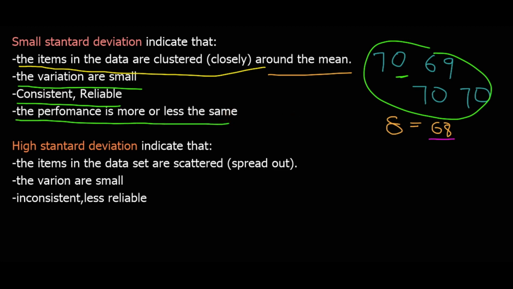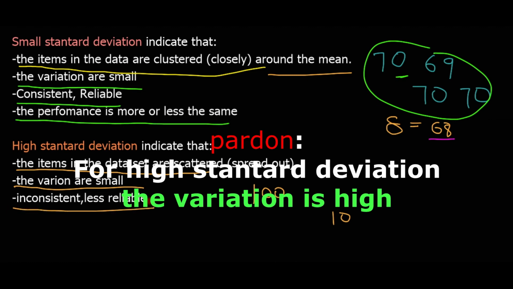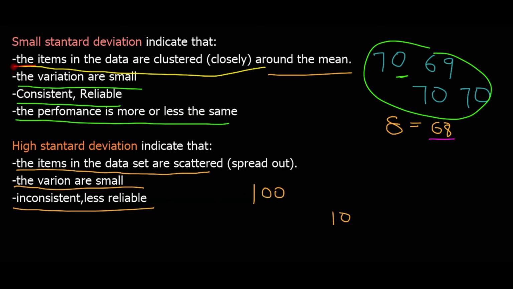And then now let's look at when the standard deviation is high. It means the items in the data set are scattered, like some get 100 and then some get 10. You can see that there is a gap here, so it means the variation is large and then the class is inconsistent and unreliable. So this information is very important in the exams because sometimes you will answer your questions using these words.